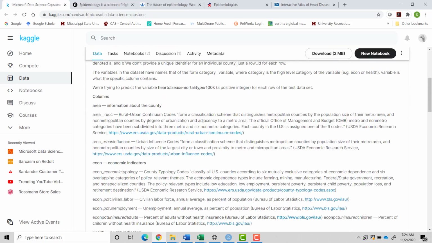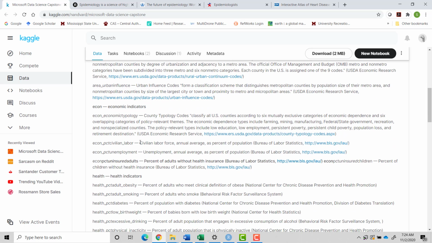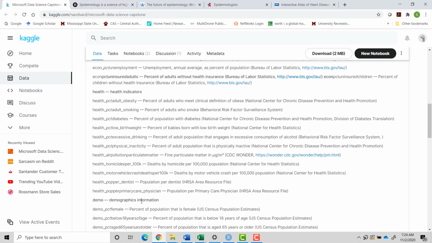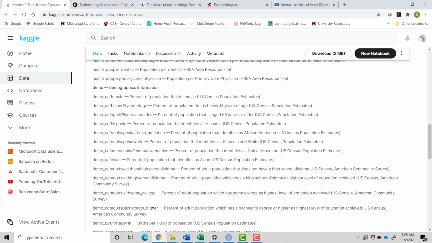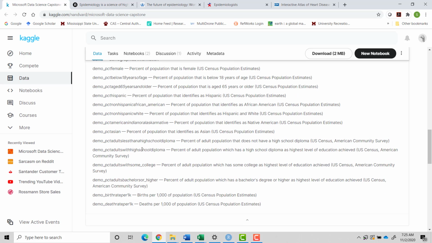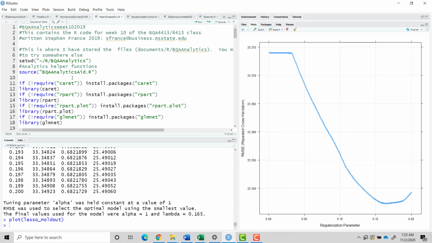So we have lots of data here. We have a lot of info, and this is at the county level, so we're predicting per county. We have information about how urban or rural the county is. We have some economic indicators such as unemployment and the type of occupation. And we also have a range of health indicators that we feel may be related to this issue, such as obesity, smoking, drinking, etc. And then we have some very general age, ethnic group, college, non-college, level of education, birth rate, demographic indicators. So let's get to the data set.